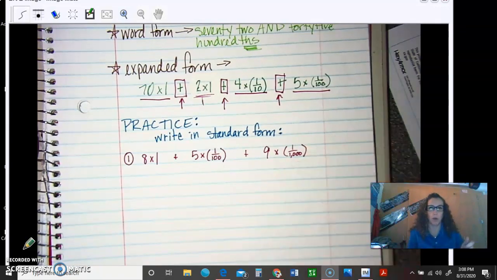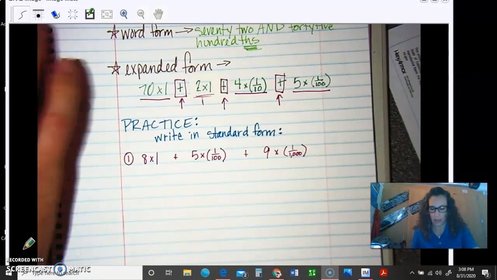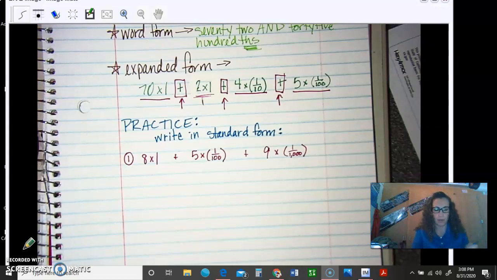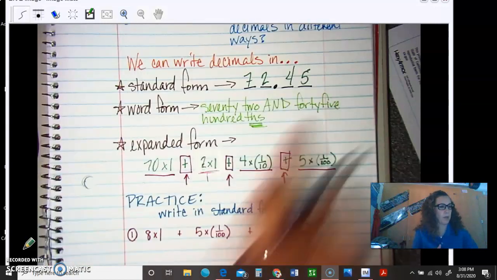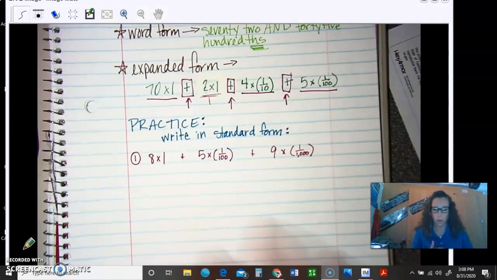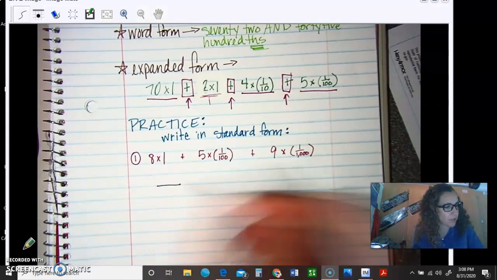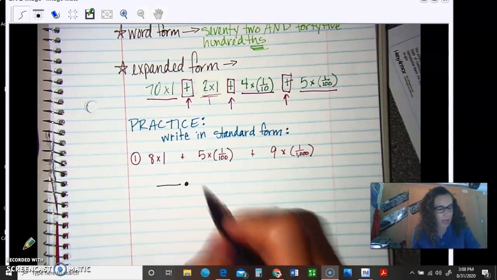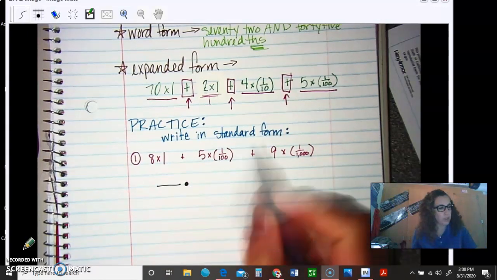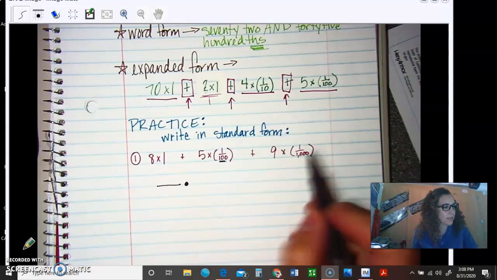Okay, so that's the problem. You need to put it in standard form. So let's think about this for a second. Standard form, we looked at it. It's the 72 and 45 hundredths, right? Up here. So I know that means I'm going to have digits. I'm going to have a digit there. I'm going to have a decimal. And then I have to look at this and go, well, I have hundredths and thousandths.